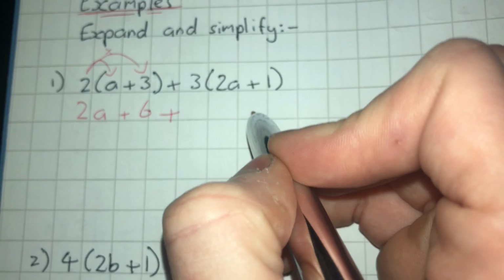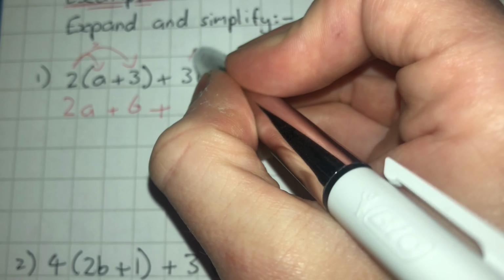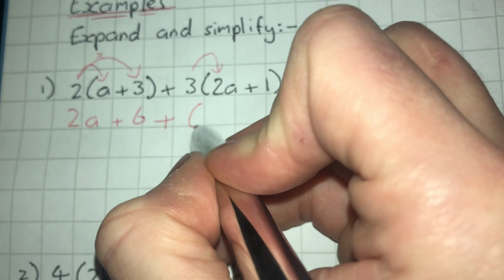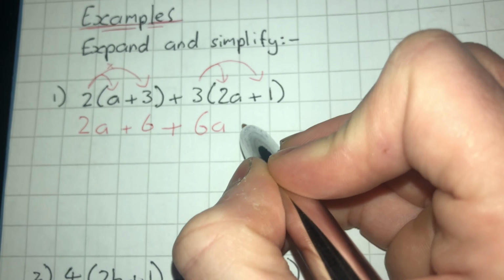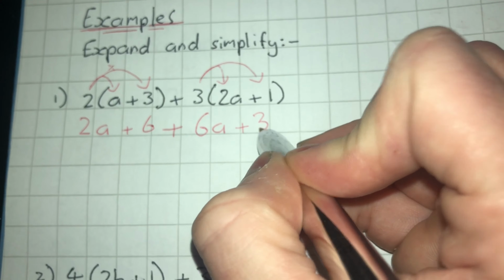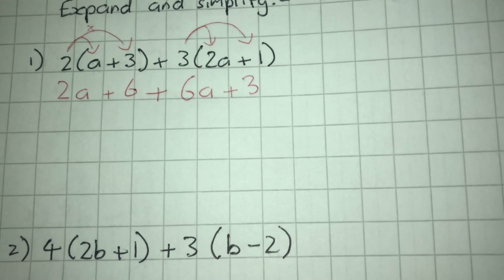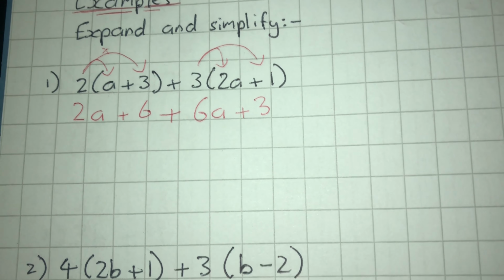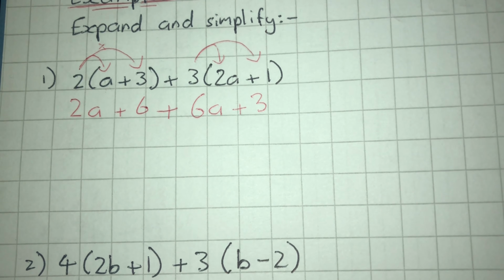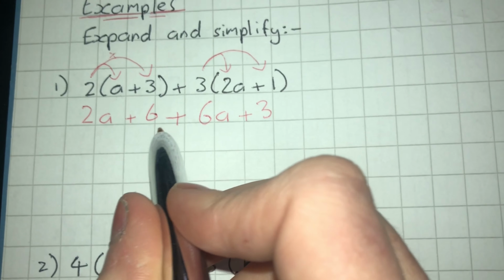Plus, then what's in the second bracket after it's multiplied out: 3 times 2a, which is 6a, 3 times 1, which is just 3. Now, when we get to this point, we then have to collect the like terms. So again, that's why it's important to have watched the video on collecting like terms, okay? So we can only add a's with a's, numbers with numbers.